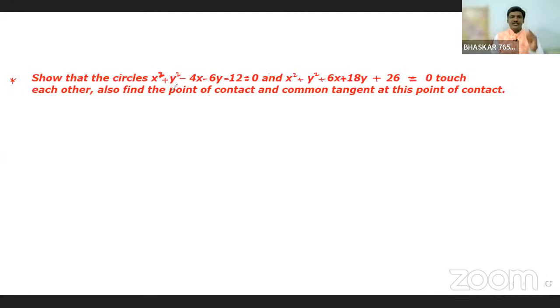Show that the circles x square plus y square minus 4x minus 6y minus 12 equals 0 and x square plus y square plus 6x plus 18y plus 26 is equal to 0 touch each other. Also find the point of contact and common tangent at this point of contact.